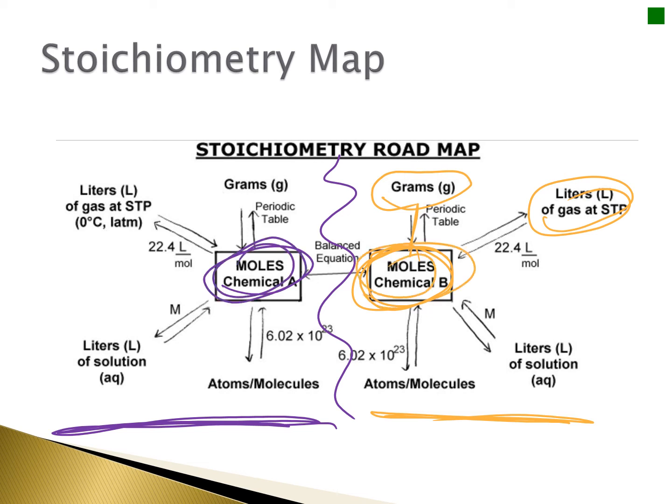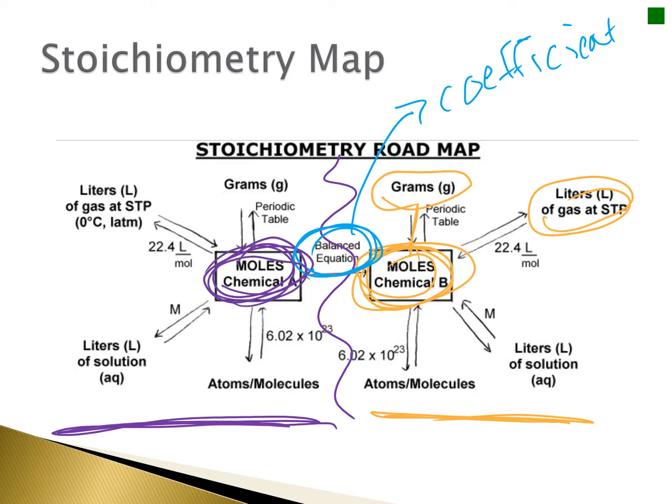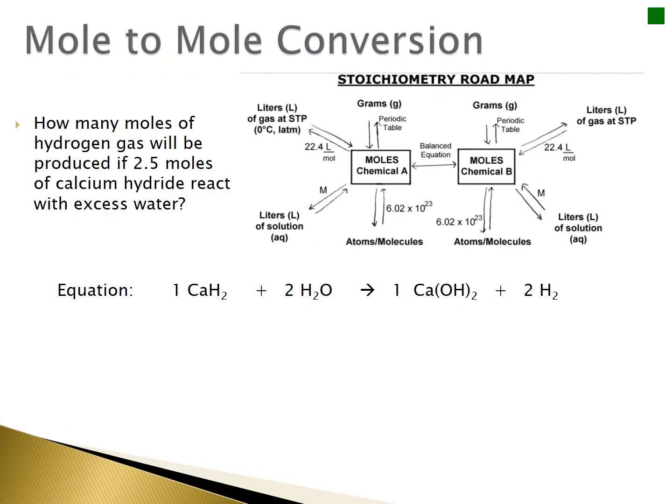The problem comes when we're trying to go from chemical A to chemical B. If you notice, the conversion that we're going to be using is the balanced equation. And what we're going to use are the coefficients of the balanced equation. The coefficients of the balanced equation allow us to bridge between moles of one chemical into moles of another chemical in a balanced reaction. So let's try to do one of these problems.